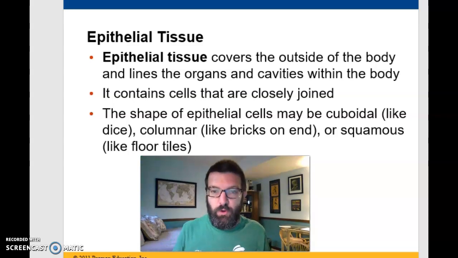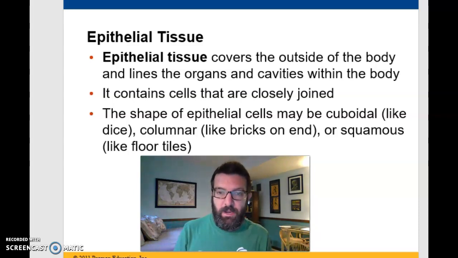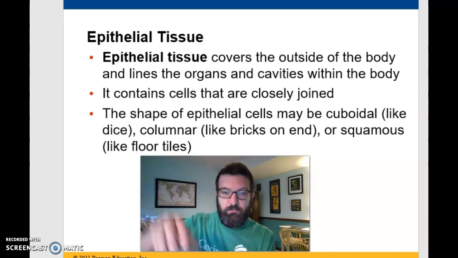And epithelial tissue will always have two words in the name. One will be simple or stratified, meaning there is one layer of epithelial cells, or more than one layer of epithelial cells, two or more, and then the shape. So simple squamous would be a single layer of squished flat cells. Stratified columnar would be multiple layers of columnar cells.